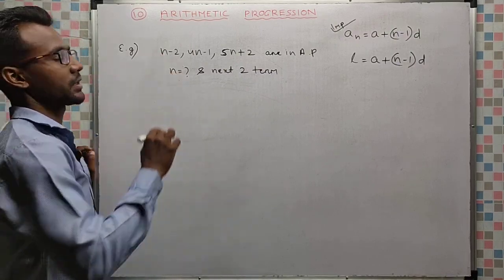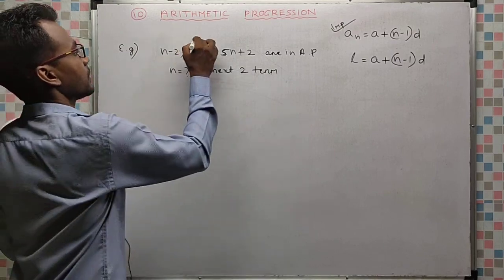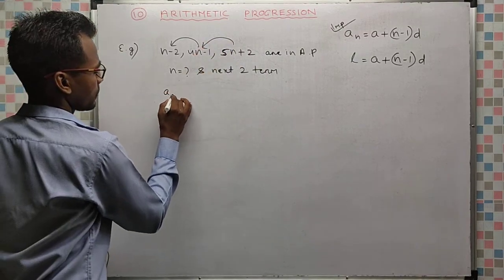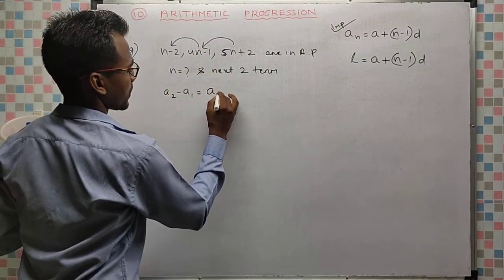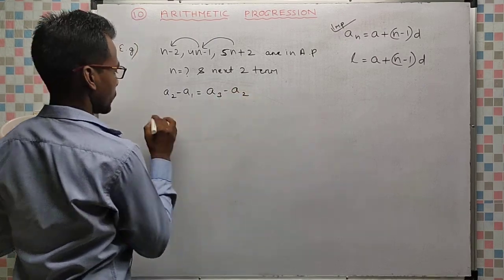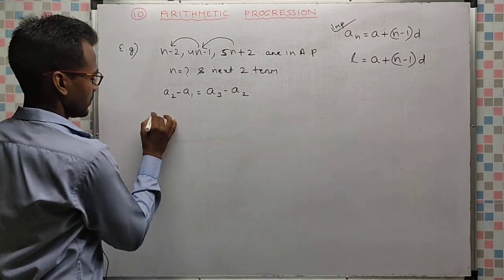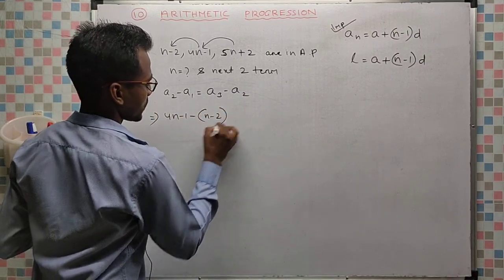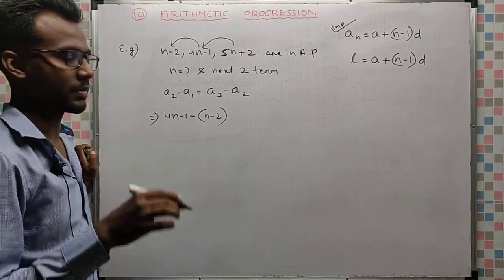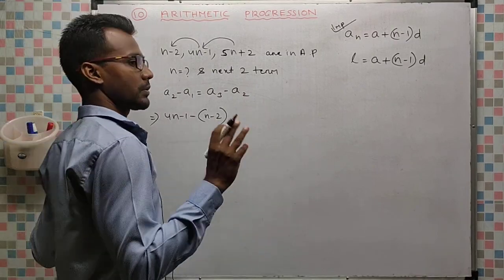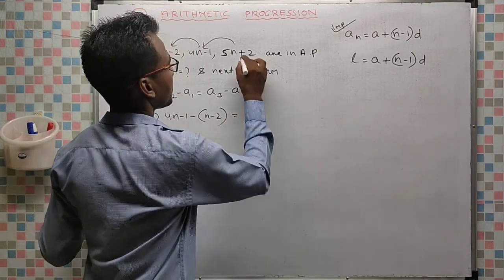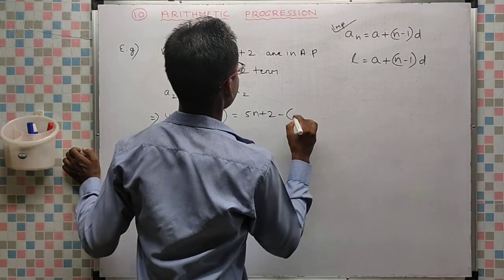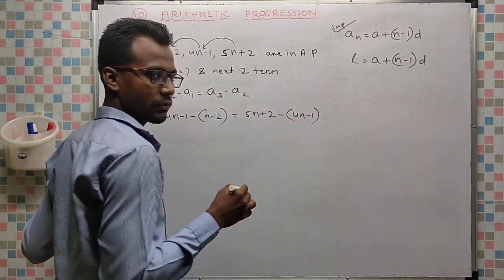We know that in arithmetic progression, the common difference is constant. This minus this should be equal to this minus this. So A2 minus A1 is equal to A3 minus A2, because this is the common difference. So for 4n minus 1 minus n minus 2, don't forget to put brackets, otherwise you will make a mistake because there is a negative sign. Whenever you see a negative sign, be careful. A3 is 5n plus 2 minus A2, which is 4n minus 1.